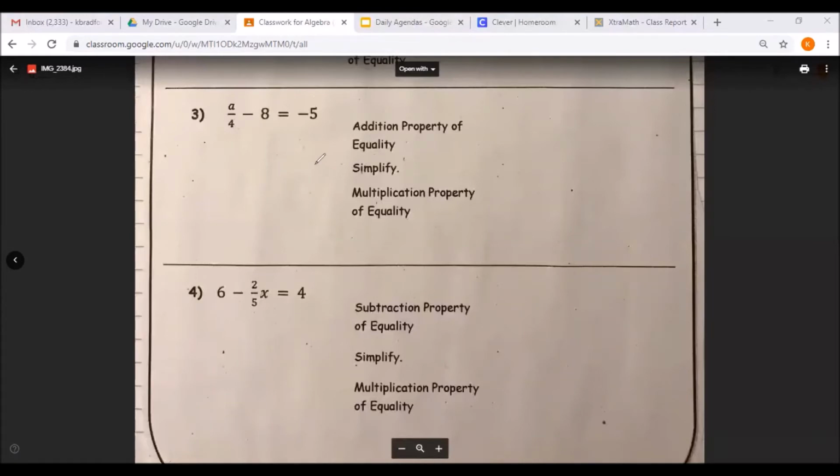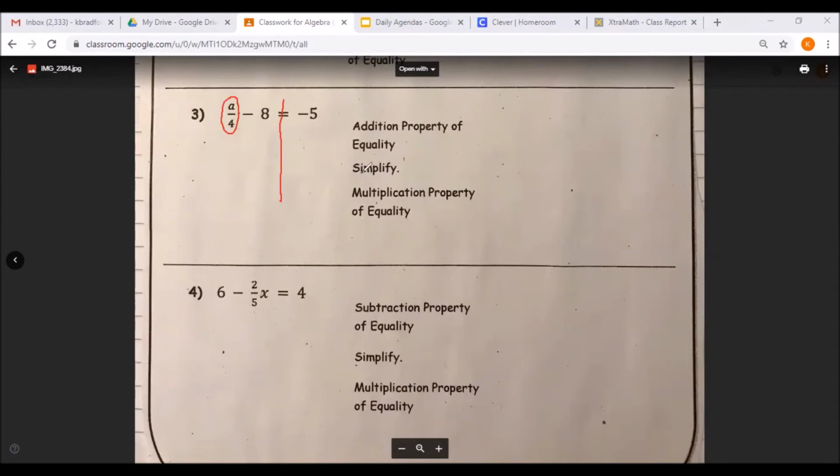All right, so again, the first thing we do is circle our variable term, and then we remove the constant. So let's have Diego. Which one is the variable term? Can you unmute your microphone, please? The variable term is a/4. Very good. And which one is the constant? 8. Okay, is that a +8 or a -8?